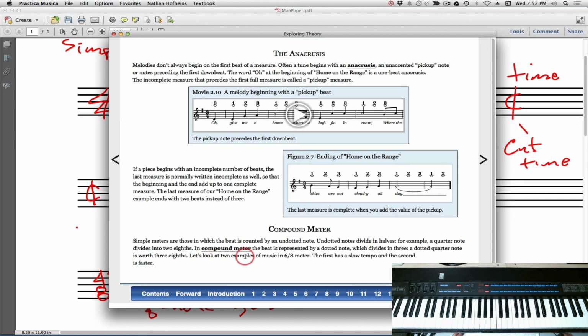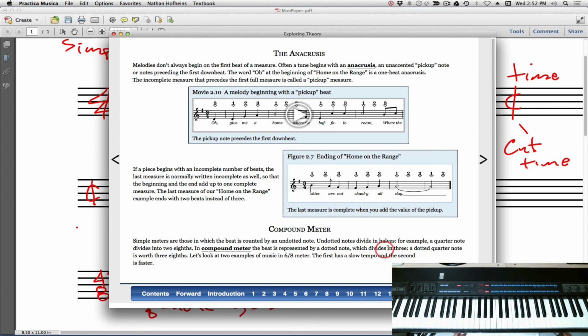And then usually when you have a song with an anacrusis, you take the last measure and you lop off a beat. Right? 1, 2, 3, 1, 2. And then we don't have a 3 because the 3 is the beginning of the measure. That's how that works.